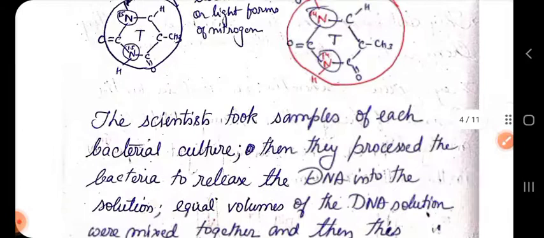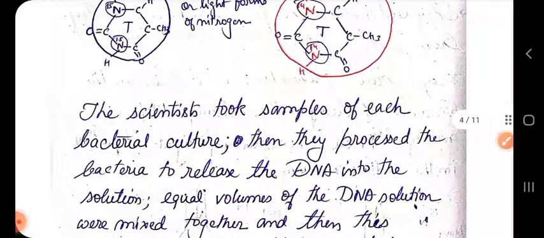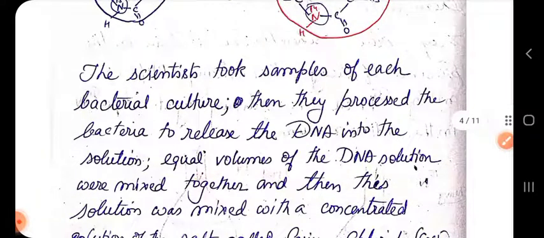The scientists took samples of each bacterial culture, and then they processed the bacteria to release the DNA into the solution. This is a broad technique, the isolation of DNA from a bacterial sample, although there are simple techniques also. So they processed the bacteria so that the DNA content can come out.